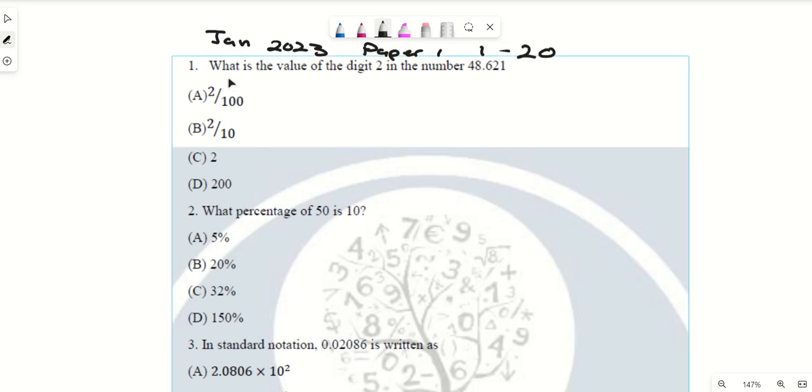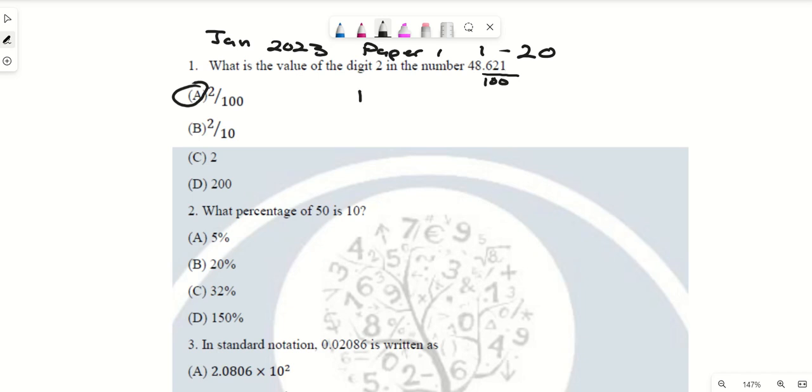The first question: what is the value of digit 2 in the number 48.621? This is a repeated question. The answer is A. But to do this question, you can put over your decimal point 1, and we count how many digits to reach 2. That is 1, 2, so it's 2 zeros, so it would be 2 over 100.